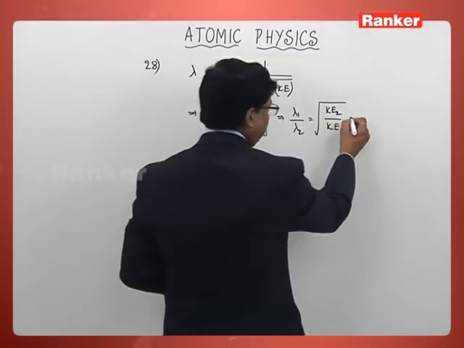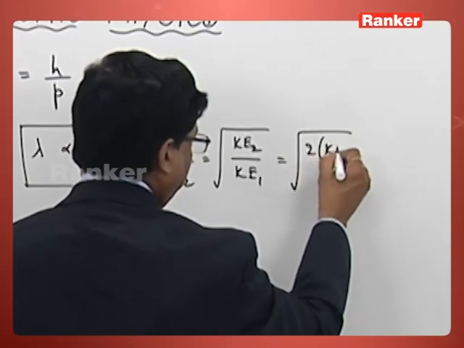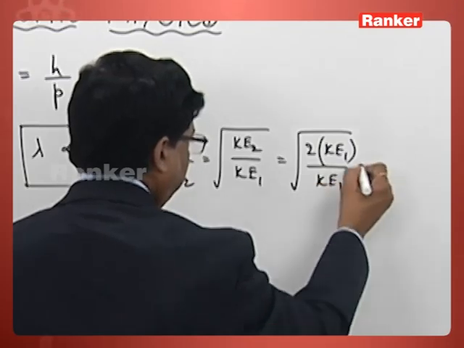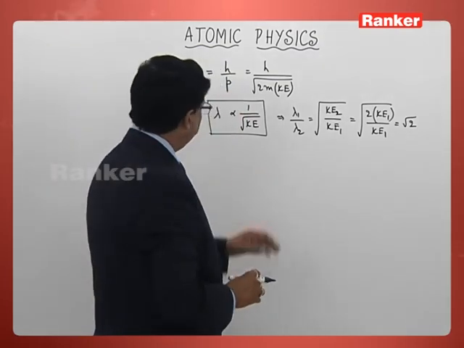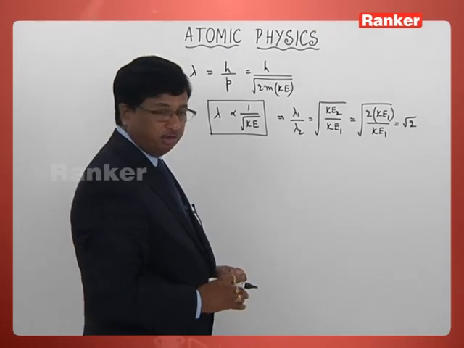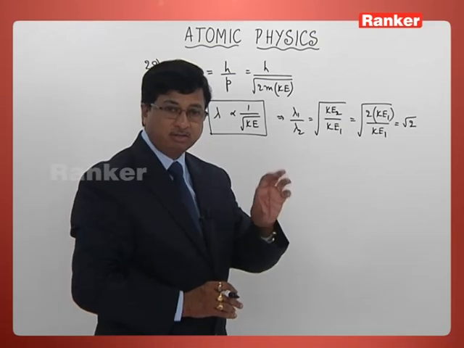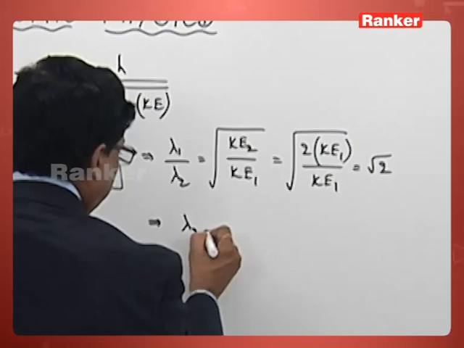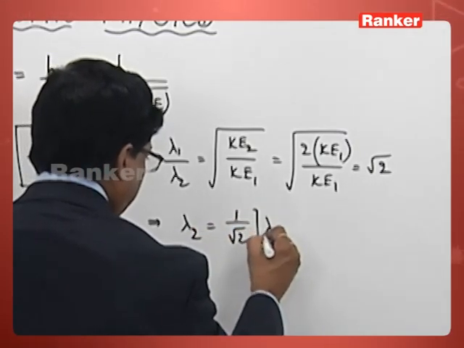Now you can rewrite the same this way. Kinetic energy is doubled, he said. Therefore, we can write twice KE1 by KE1. This now becomes simply root 2. The moment this ratio is root 2, what is his question? Its de Broglie wavelength changes by what factor? That is the concept. So we can directly understand from this, lambda 2 now is going to be 1 by root 2 times lambda 1.